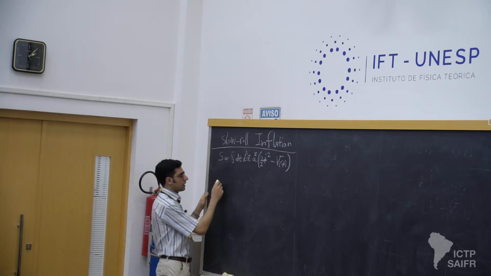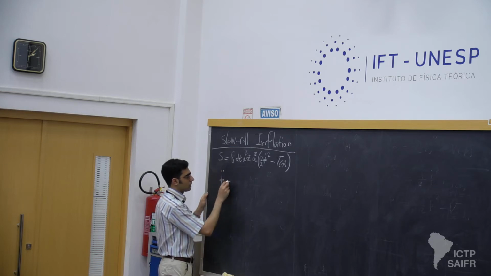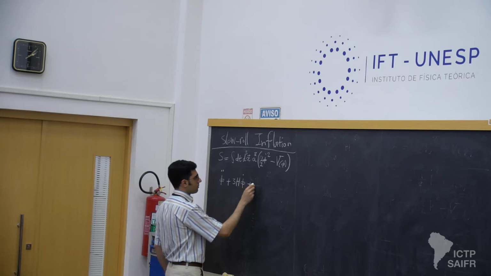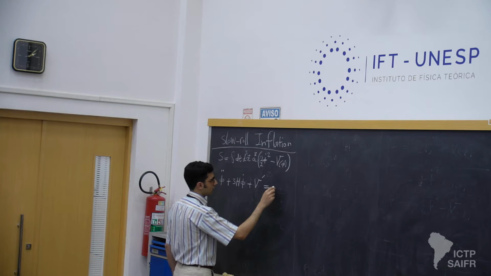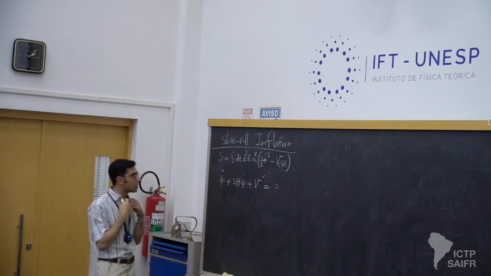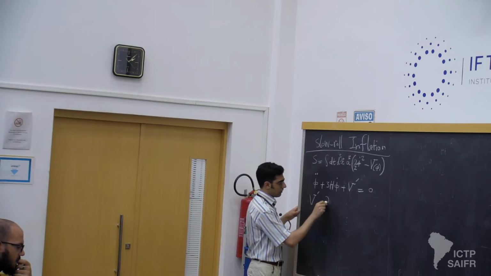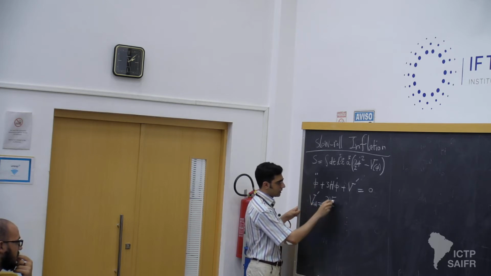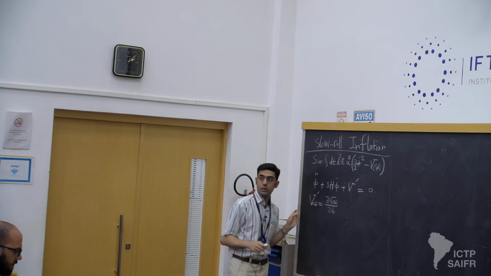And so we derive the equation of motion from this action. I get phi double dot plus 3H phi dot plus V prime is equal to 0. But here V prime means, so this is V of phi, and V prime is the derivative of V of phi with respect to the field.